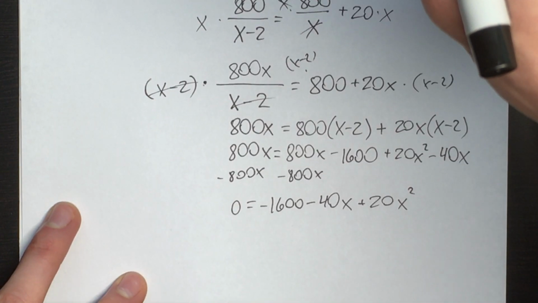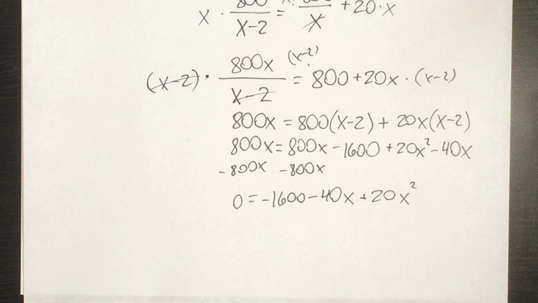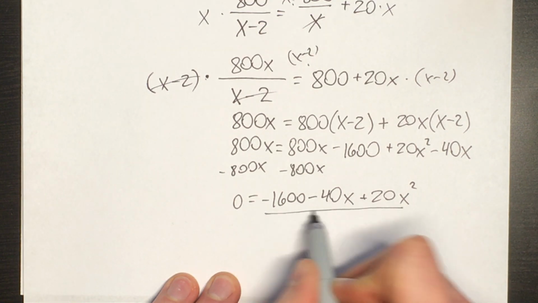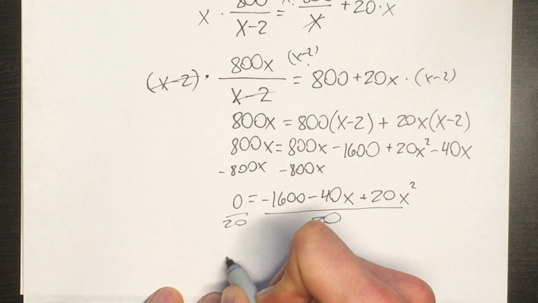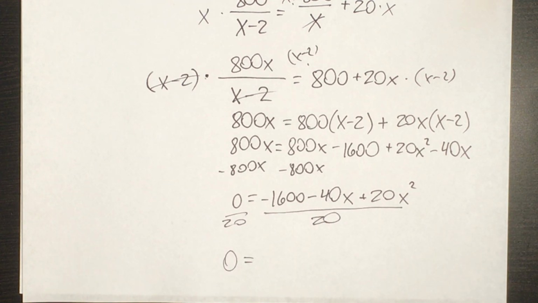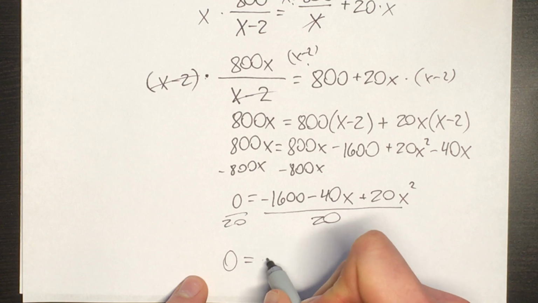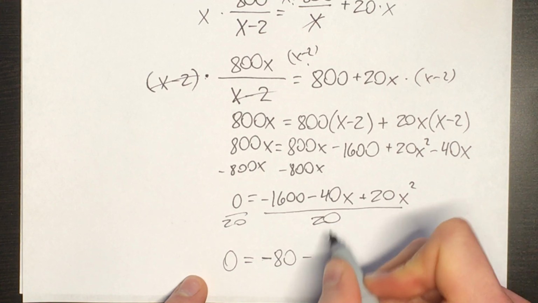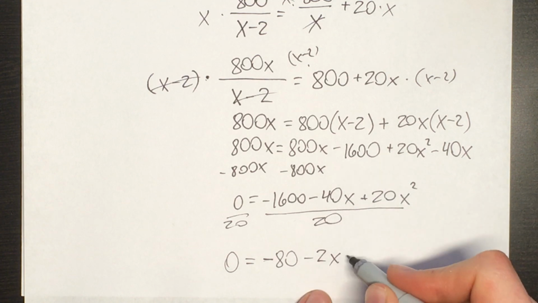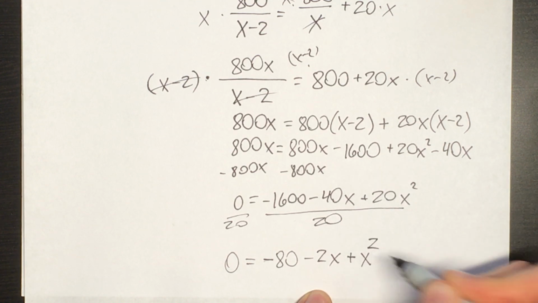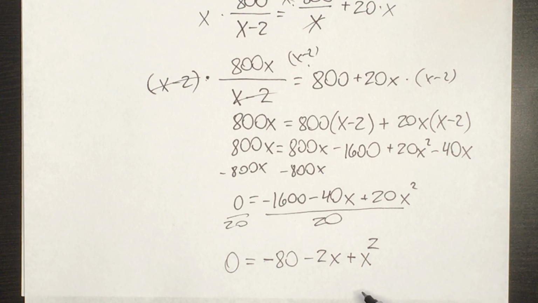There's a few ways you can solve this. Since this is the calculator part, you can go ahead and graph this and find the zeros. But I would suggest first dividing by 20, just to get some simpler numbers. You have to divide both sides, so it's still 0 equals negative 1600 divided by 20, which is negative 80, minus 2x, again we divide each individual term, plus x squared. So what now?